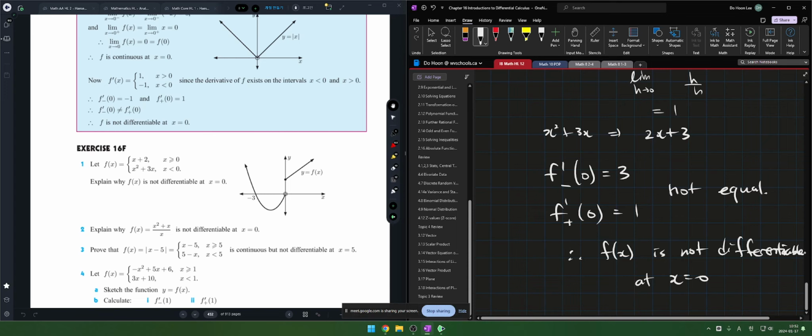So this is the idea of differentiability. We're learning about differentiability right now, because if it's not differentiable, then we can't do all the stuff that we're about to do.